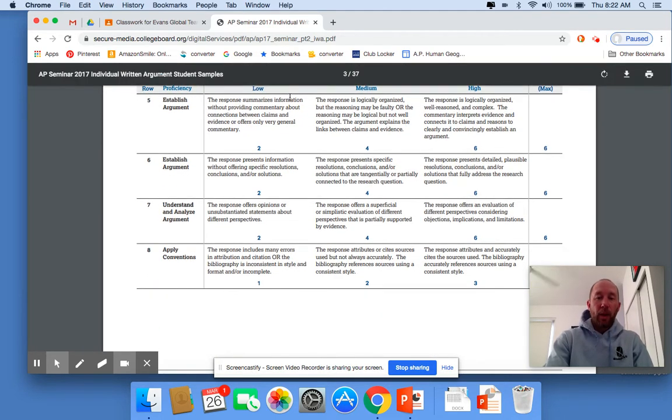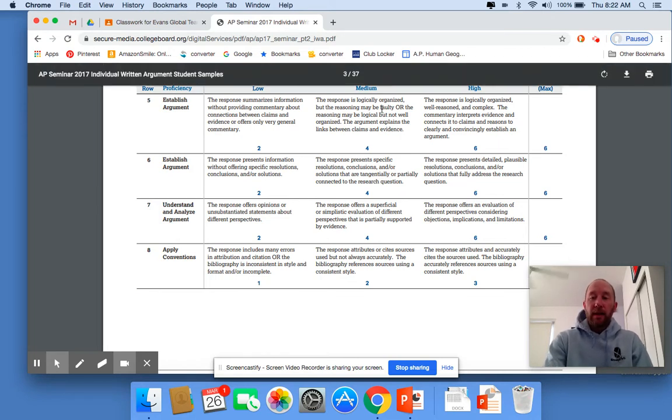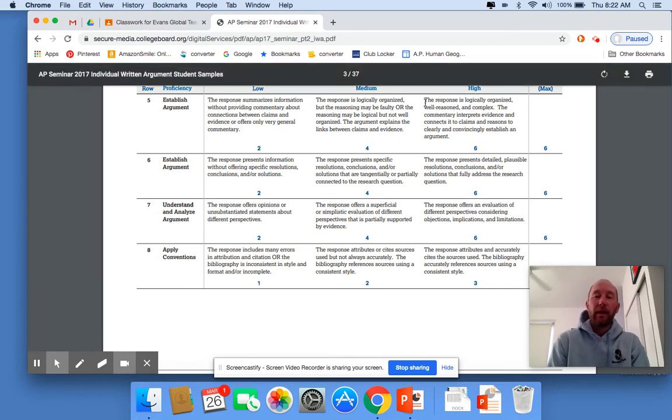We have 2 rows for established argument. Remember, this is called IWA, independent written argument. The response is logically organized, well-reasoned, and complex. The commentary interprets evidence and connects it to claims and reasons to clearly and convincingly establish an argument. This is why I thought our thesis statement should contain the words must or should. We need to be making an argument about what should happen to something. As you do that, make sure you take time to explain your citations. How does your citation, how does your paraphrasing support the thesis statement that you wrote in your introduction?